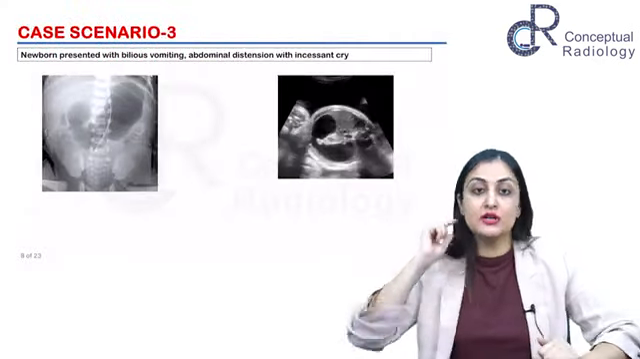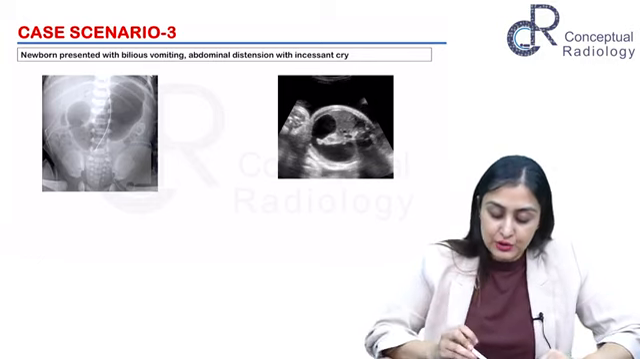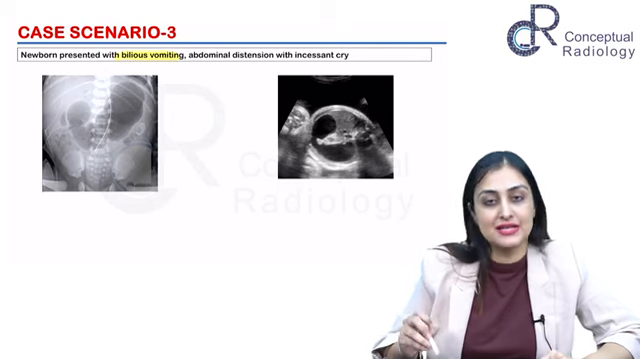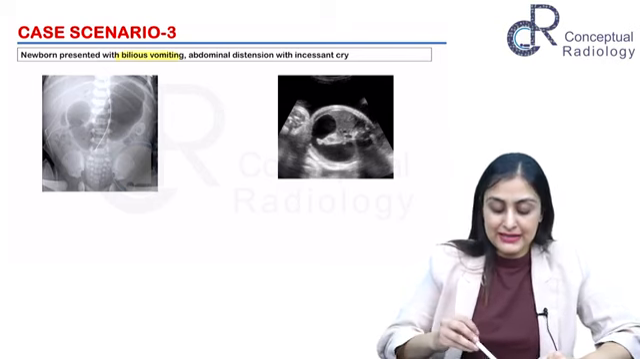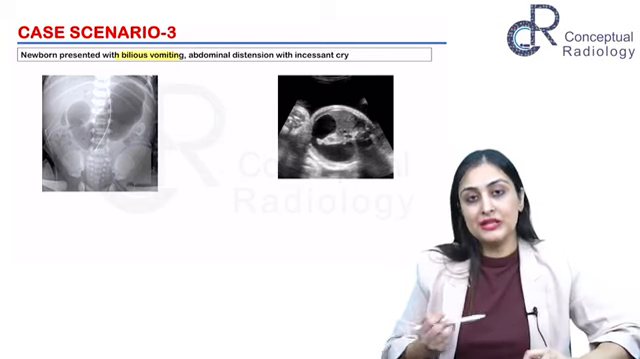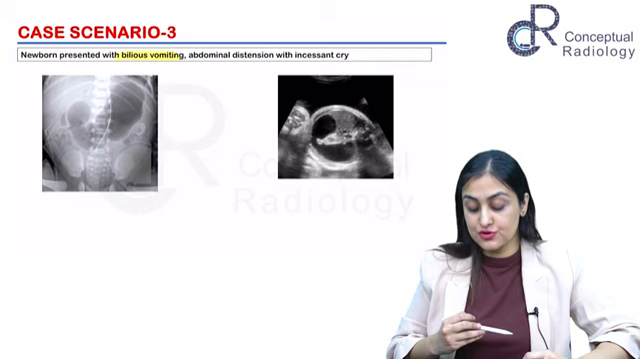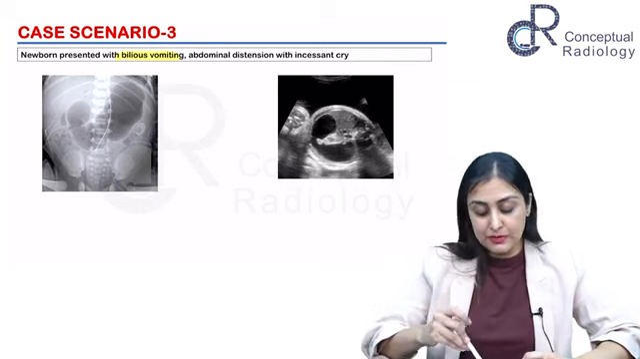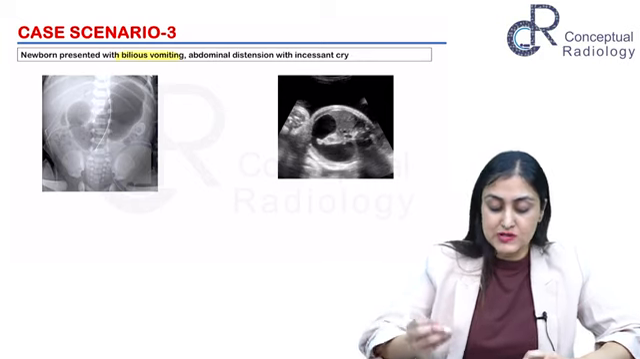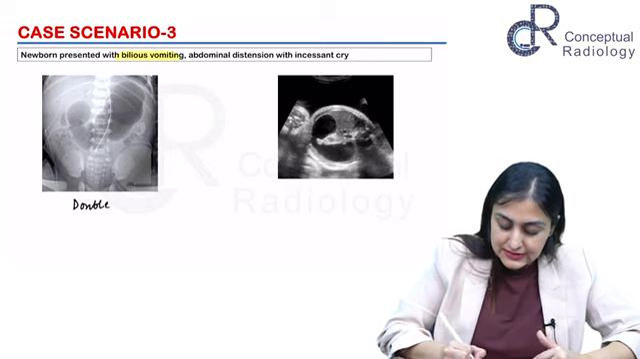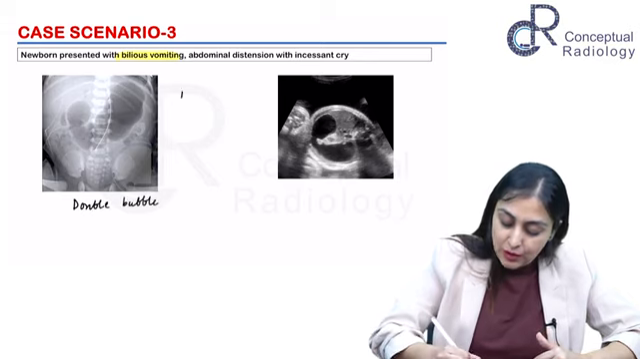Now let's talk about the third case scenario. We have a newborn who has presented to us with bilious vomiting, abdominal distension, and incessant cry. When we look at the X-ray, there are two bubbles, two dilated bubble loops, meaning we are dealing with a case of high obstruction here. And directly when you see this image, two distended bubbles of stomach and proximal duodenum, this is a spotter, right? You get this as a spotter. This is known as the double bubble sign of duodenal atresia, right?